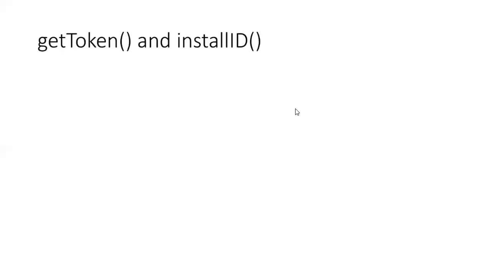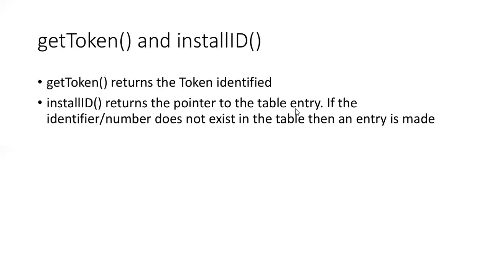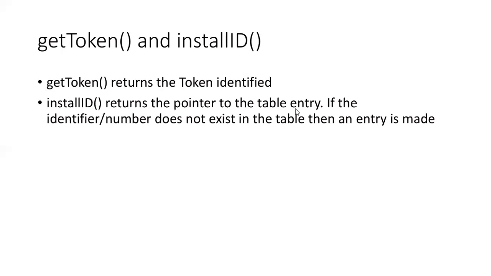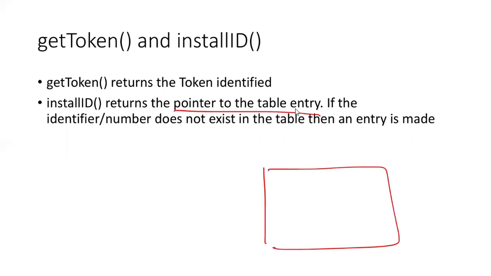Then install ID returns a pointer to the table entry. So somewhere in the symbol table, I will have an entry for sum. Okay. So the pointer to this will be returned. So suppose it is pointing to entry number 10. All right. So this value 10 will be returned. Now, if there is no entry for sum, you are encountering the variable sum for the first time, then it will make an entry and then return the value.